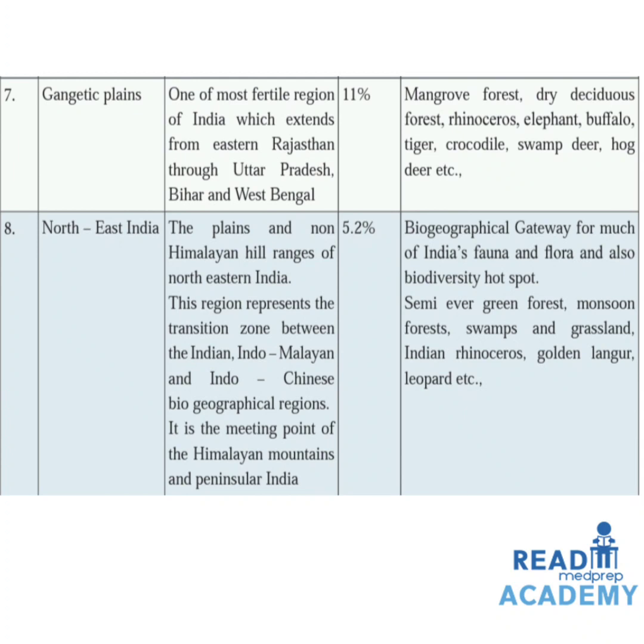The plains and the non-Himalayan hill ranges of northeastern India. This region represents the transition zone between the Indian, Indo-Malayan and the Indo-Chinese biogeographical regions. It is the meeting point of the Himalayan mountains and the peninsular India. The area occupied is about 5.2%. The biogeographical gateway for much of India's fauna and flora and also a biodiversity hotspot. Semi-evergreen forest, monsoon forests, swamps and grassland, Indian rhinoceros, golden langur, leopard, etc.